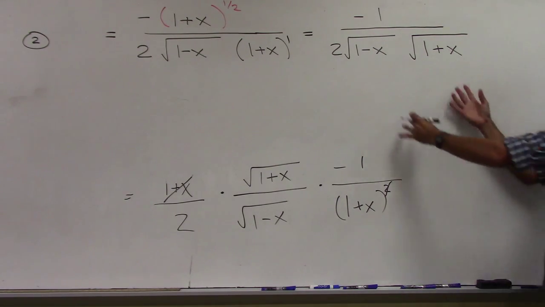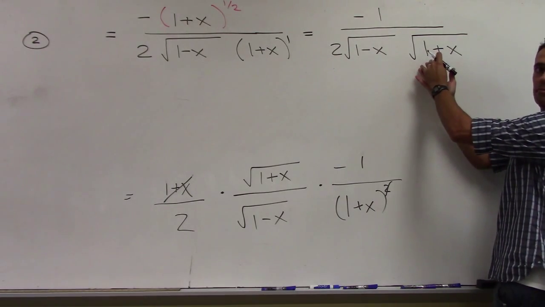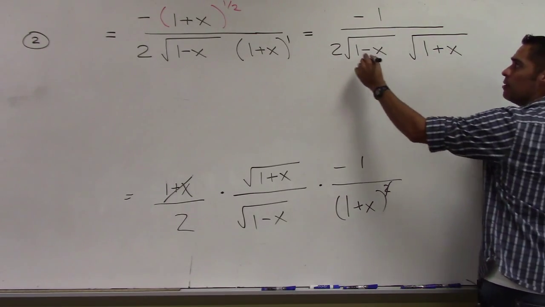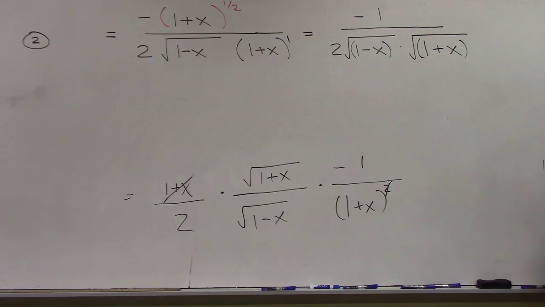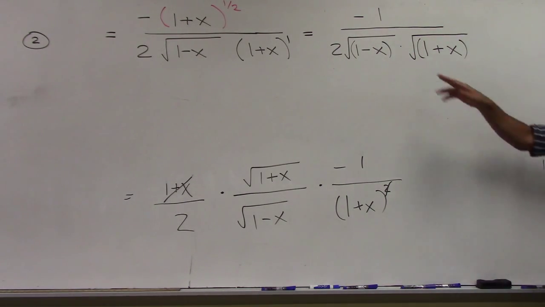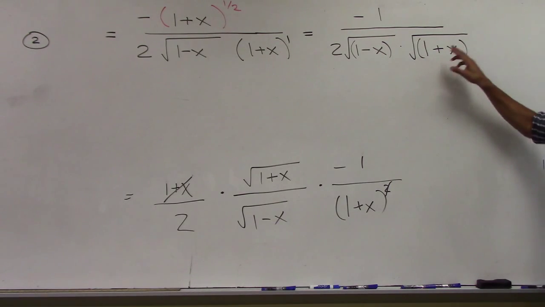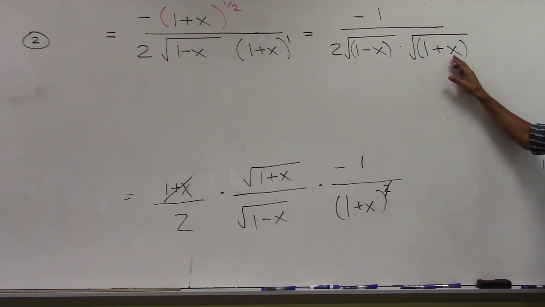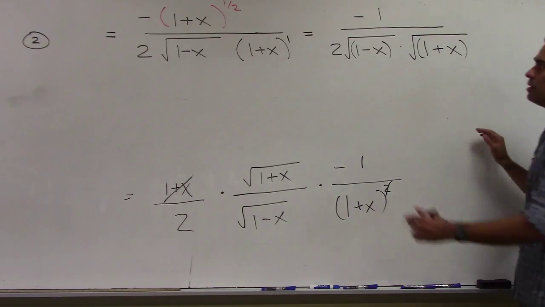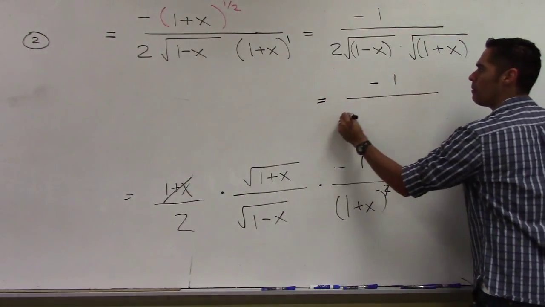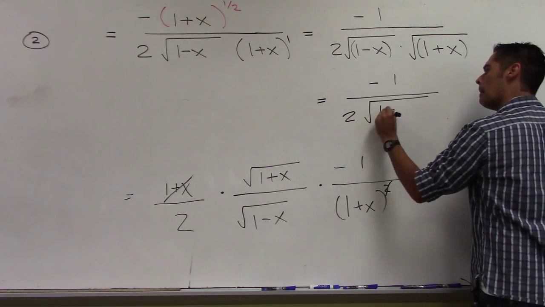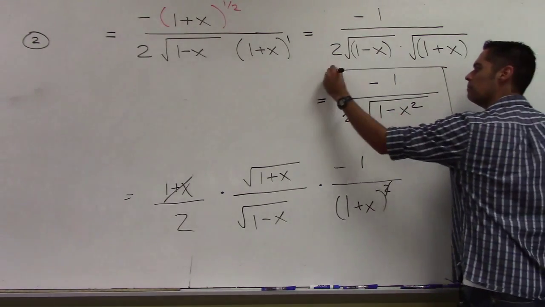And one last step. These two roots can come together because they're both square roots and it's multiplication. And that means I just multiply these two inner pieces together, don't I? And what happens when you take 1 minus x and multiply it times 1 plus x? You get 1 minus x squared. You get difference of squares. So your final cleaned up answer would be this. Right there.